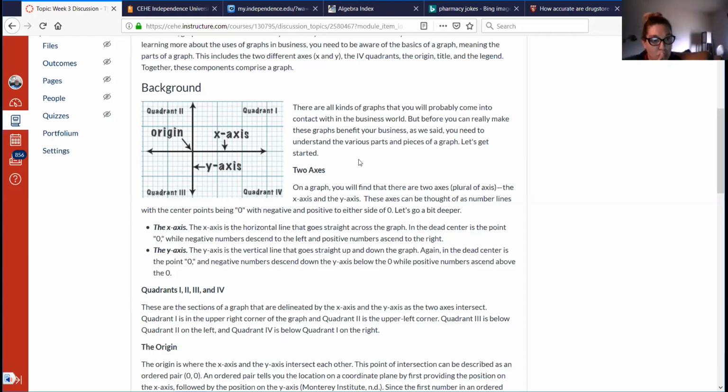So we use this terminology a lot. We will be seeing that when we get into constructing graphs later on, but this is the basis for it. Now I'm going to pull up a different screen here.